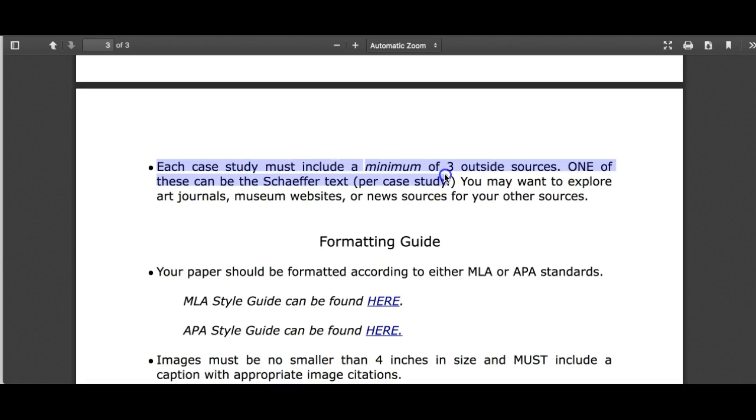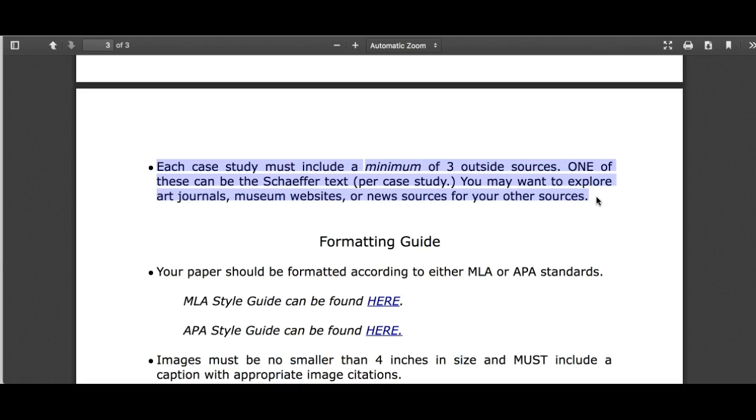So I want to see a minimum of 3 outside sources for each of your case studies. So one of those can be Schaeffer's text per case study. So that means that if you have 3 case studies, that's 9 sources total, right? Well, one of those for each could be Schaeffer. So that means 2 more sources for each case study need to be included for a total of 7 unique sources minimum. Does that make sense? Because you'd have two unique sources for each plus Schaeffer for each.